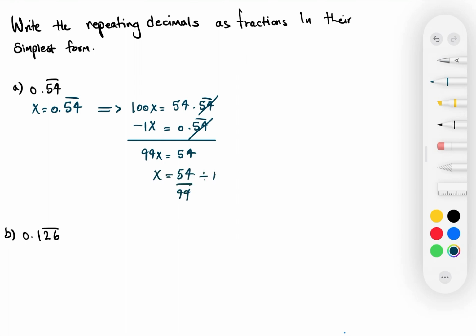This can be simplified with 9. 54 divided by 9 is 6, and 99 divided by 9 is 11. So 6 over 11 is your final answer. All right, now let's take a look at the other one.